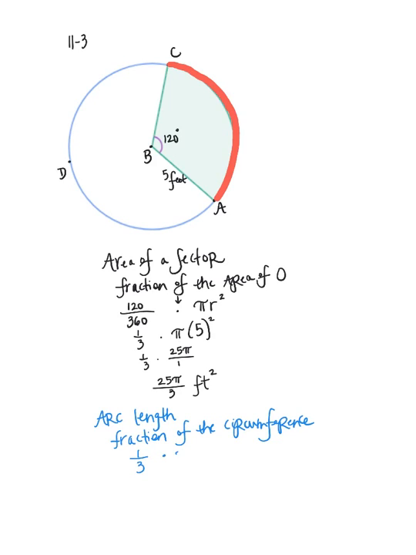So that's pi times diameter. So the diameter here would be 10. So 10 pi. So in terms of my exact answer, it'd be 10 pi over 3. And this is a type of circumference, so that would be feet.